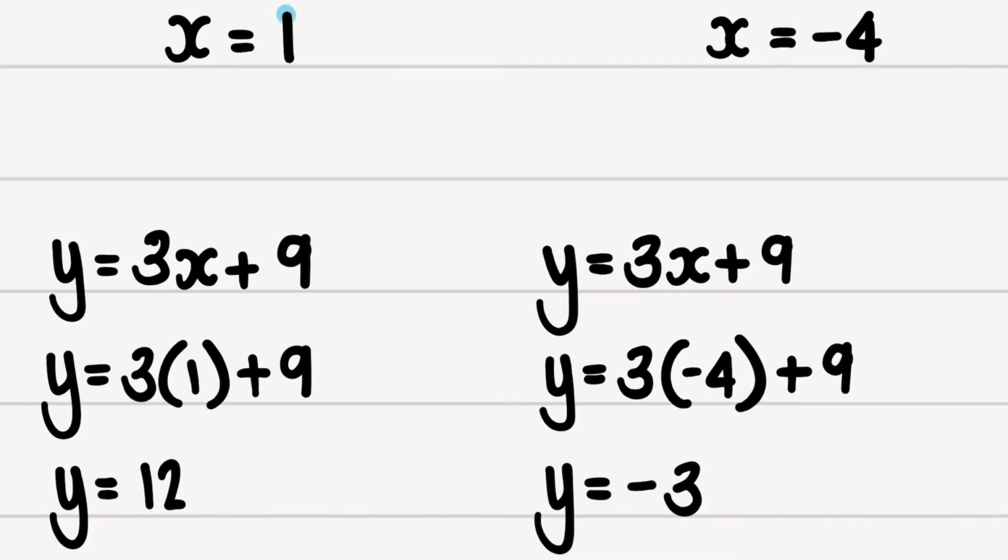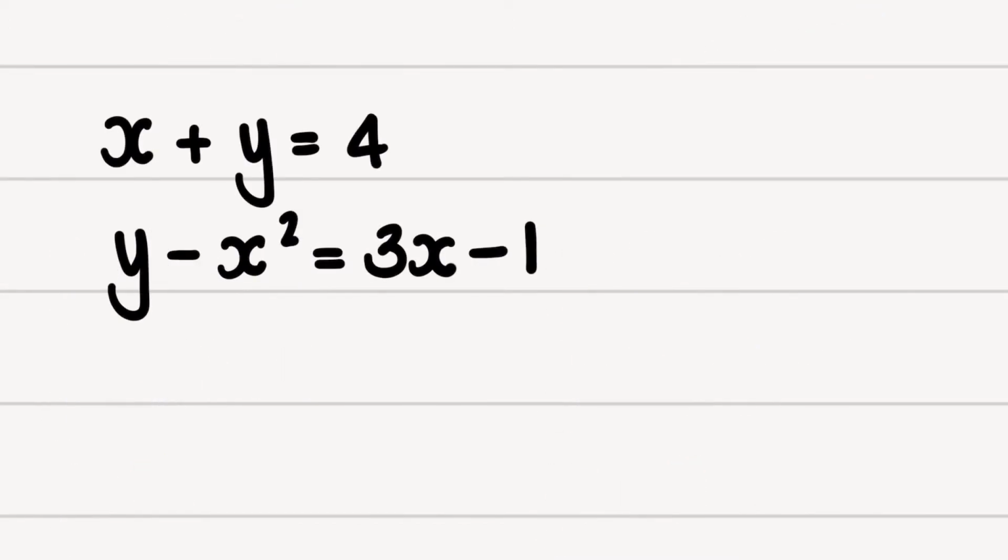So now I have x being 1, the corresponding y value is 12. X is negative 4, the corresponding y value is negative 3. For the next set of equations, I can see that I have x plus y equal to 4, that's equation number 1, and y minus x squared equals 3x minus 1 is equation number 2.